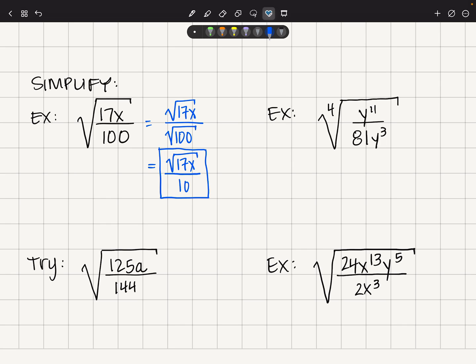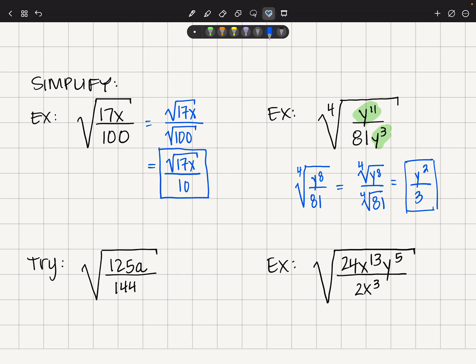Now the next example, before I take that fourth root of the denominator, I do need to simplify the y to the 11th over y cubed. So I'm going to rewrite this as the fourth root of y to the 8th over 81. And then I'm going to take the fourth root of y to the 8th and the fourth root of 81. And I get y squared in the numerator and 3 in the denominator.